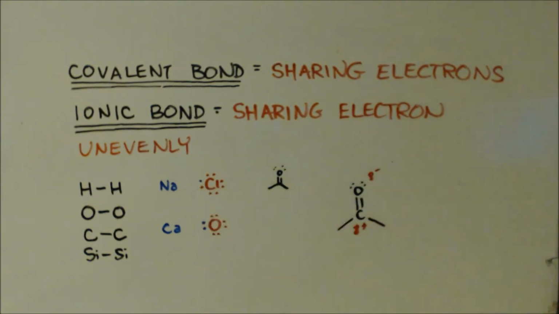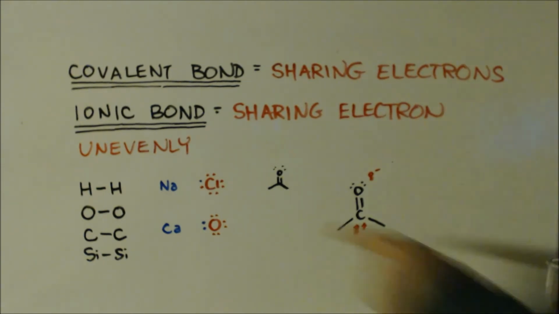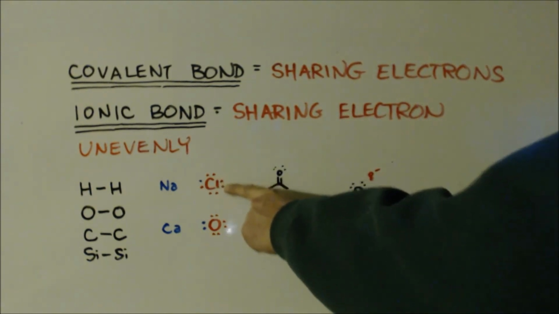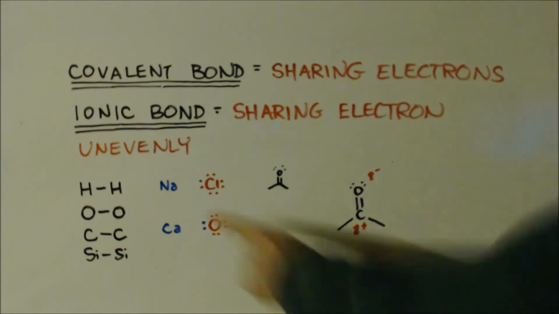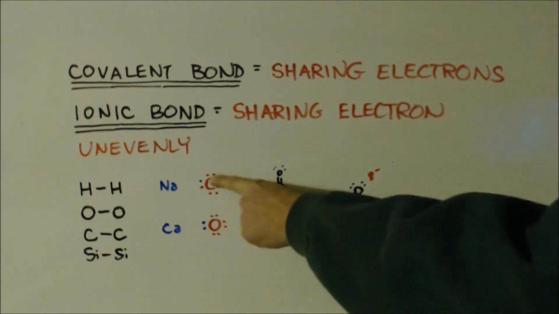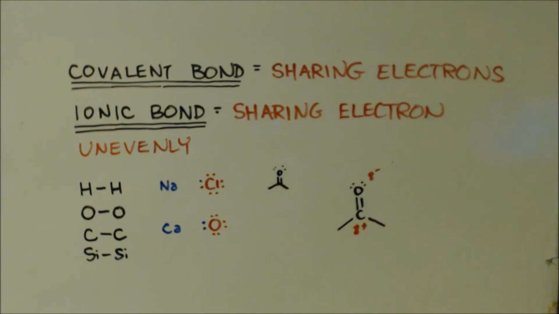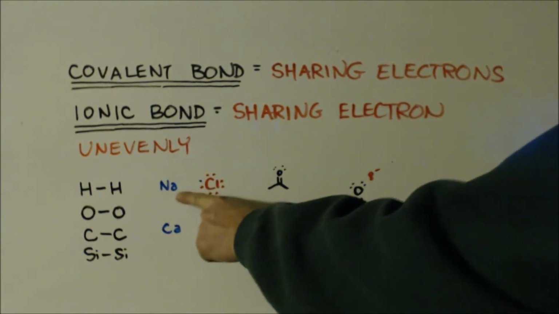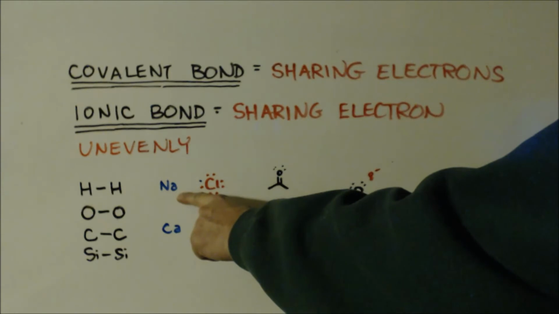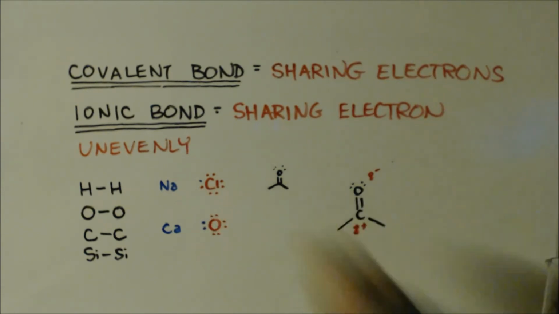But what about sodium chloride? You see, chlorine has 7 valence electrons, where sodium only had 1. But the chlorine took it because that's the only way that sodium will have an empty valence orbital. Chlorine will have a full one, and that's what they want. They either got all or nothing.